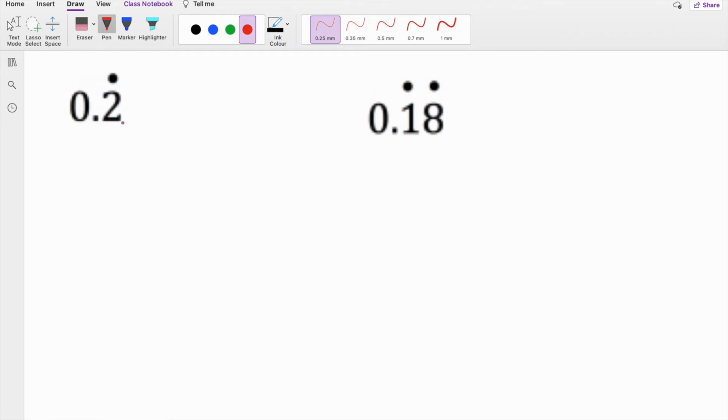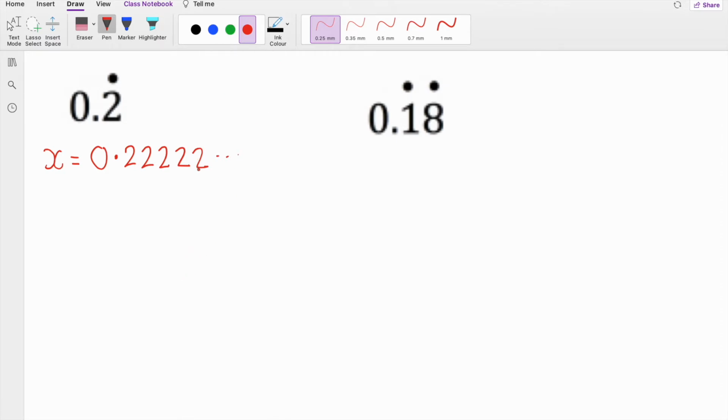Convert a recurring decimal into a fraction. Now, this decimal, I'm going to label it as x, and this should be your starting point for every one of these questions. A recurring decimal is a decimal that continues on forever, so it's the opposite of a terminating decimal. And this continues forever.